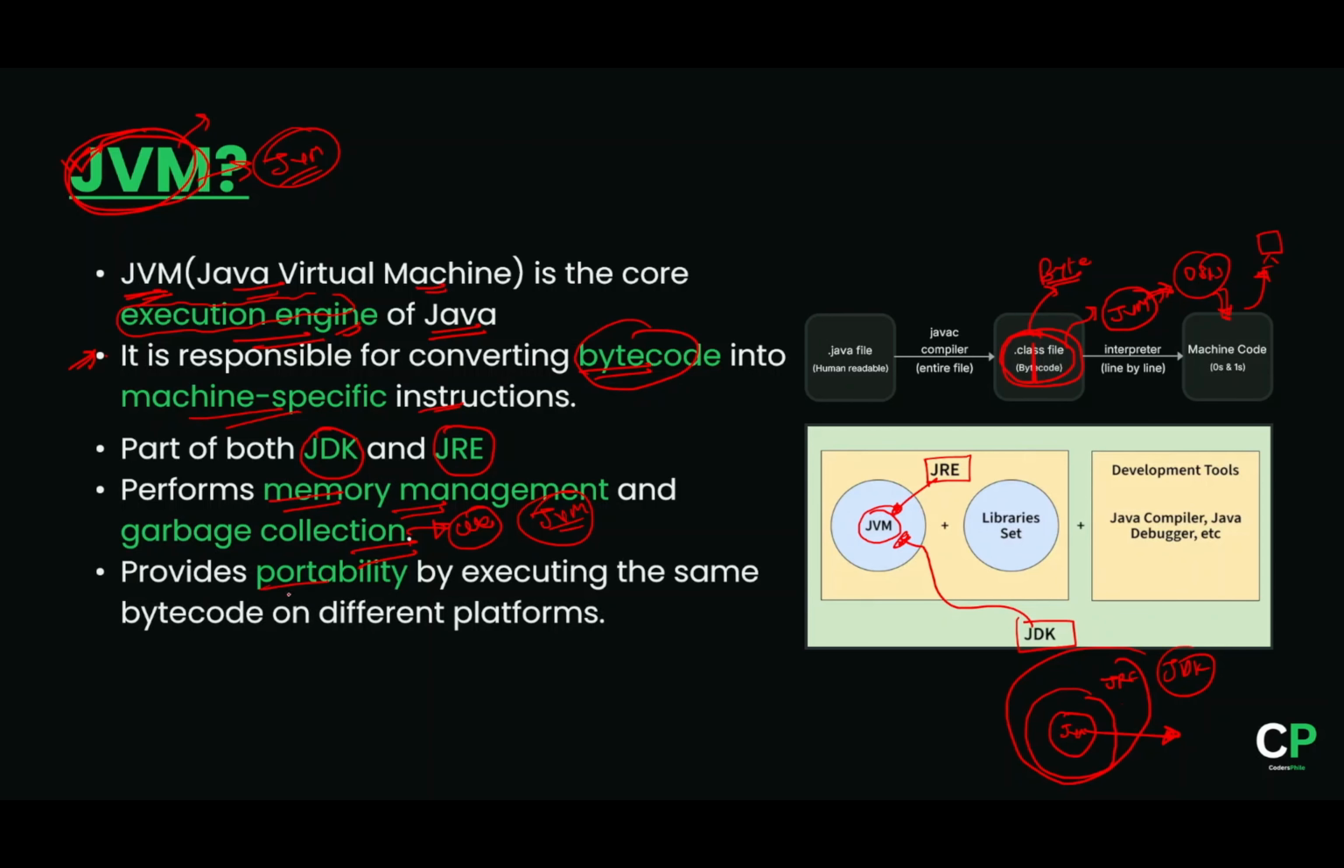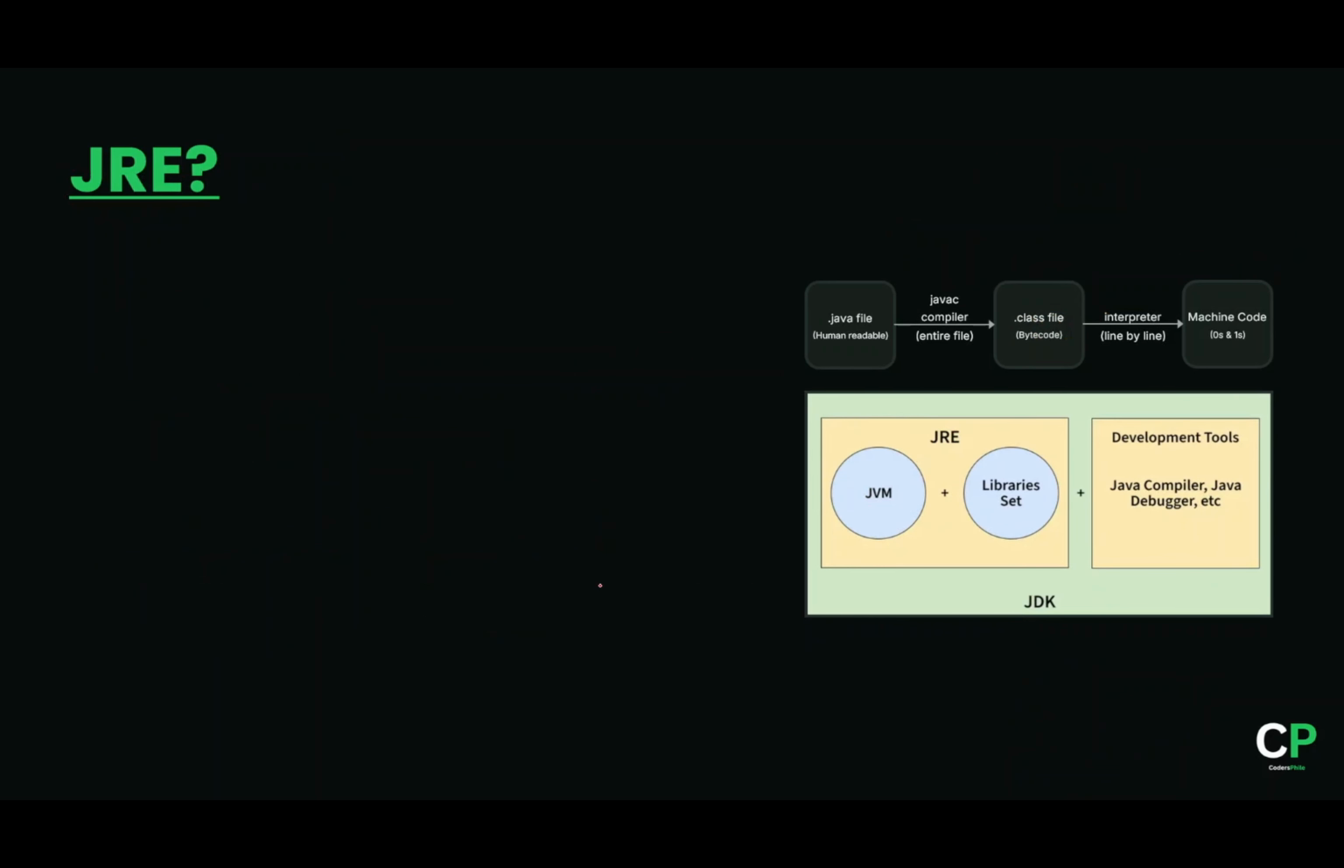Now it is the JVM that provides the portability by executing the same bytecode on different platforms. Like this, the same bytecode can be executed on different platforms like Mac OS, Windows and Linux. So it is the JVM that provides this portability, so that the same class file can be executed on different platforms. So we understand that JVM takes this class file and converts it into machine-specific instructions.